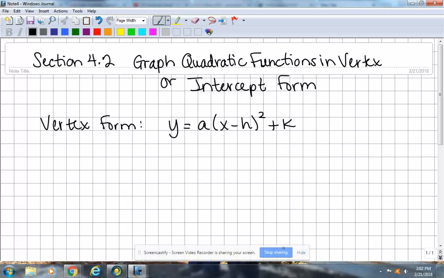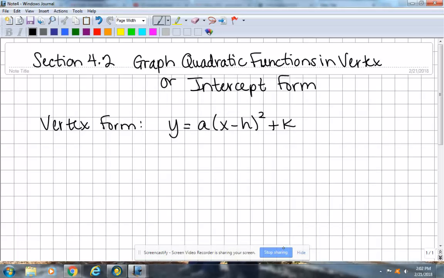Now, when it's in standard form, ax squared plus bx plus c, we have to come up with the axis of symmetry using negative b over 2a and plug that in to get the vertex, right? That's what we did yesterday to graph. But if it's in vertex form, it looks like this. You have a number in front of parentheses, or if your a term is 1, you won't have anything there. And then you have x minus an h squared plus k.